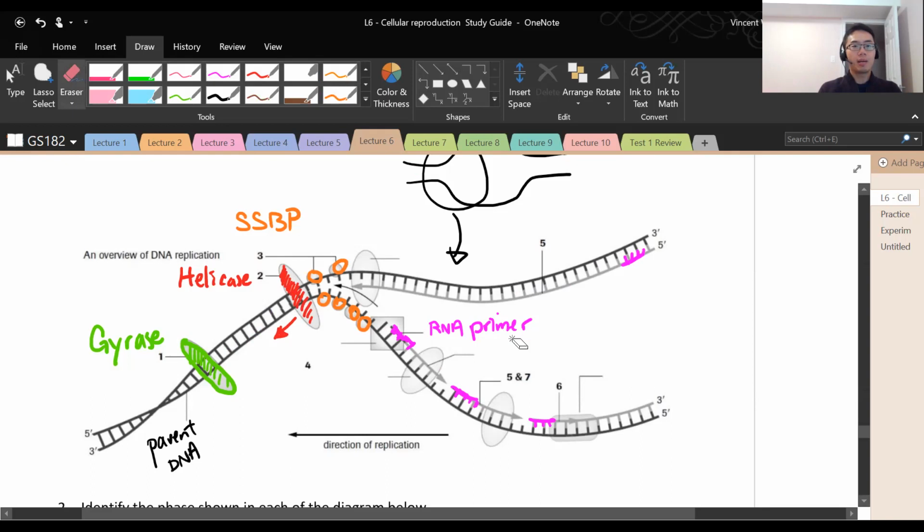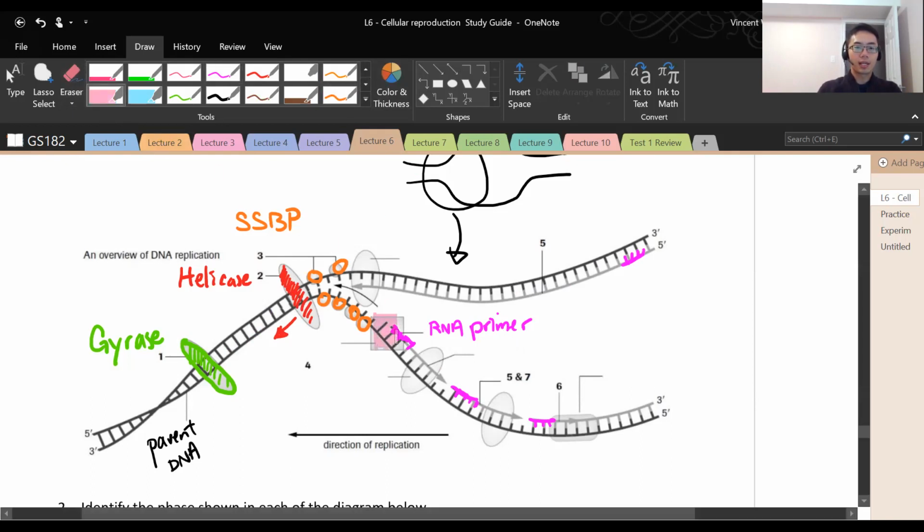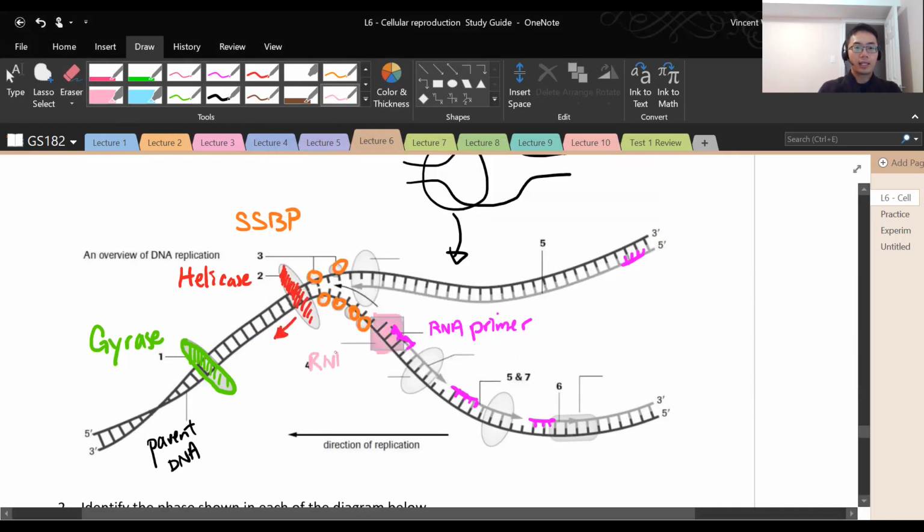What puts the RNA primer there? Well, you need another enzyme for it, and that's what this pink guy is. That is going to be the RNA primase. All these fancy names.